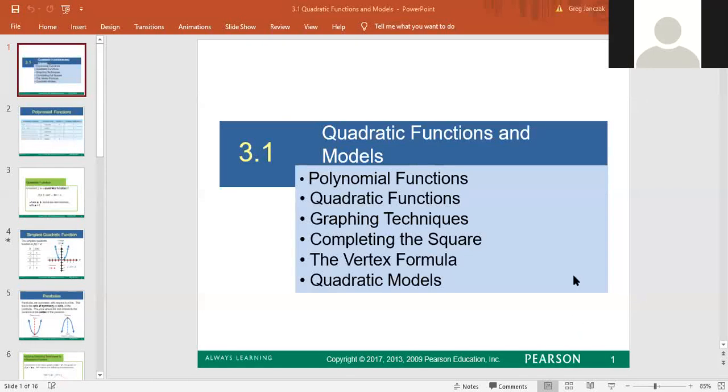We're going to look at polynomial functions, quadratic functions, graphing techniques, completing... We're not going to do completing the square. The vertex formula and quadratic models.